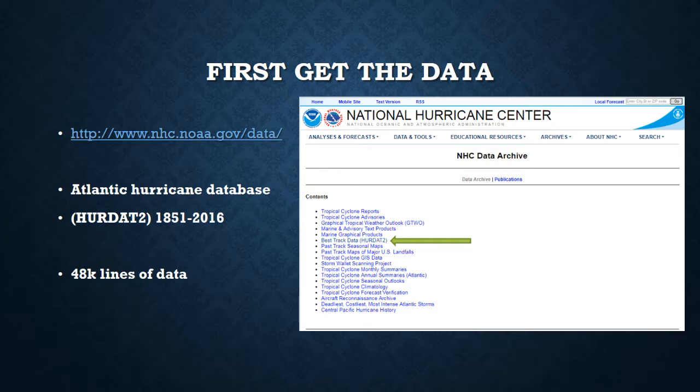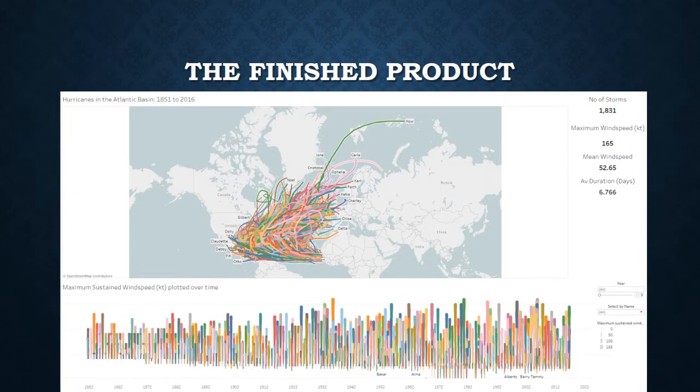The data can come from, in this case, the National Hurricane Center at NOAA, which is the National Oceanic and Atmospheric Administration. They've got the HURDAT2 dataset, which is the Atlantic Hurricane Database. It lists every known hurricane from 1851 up to 2016, and it has something in the region of 48,000 lines of data. And there is quite a lot of it.